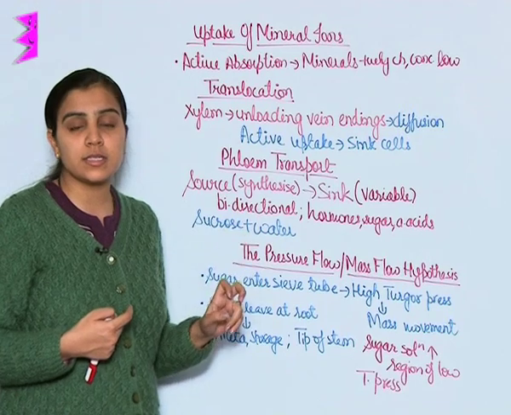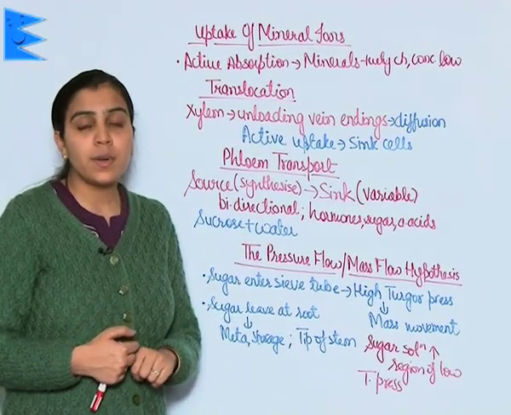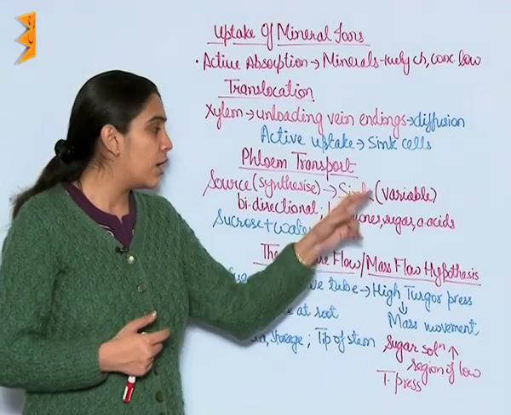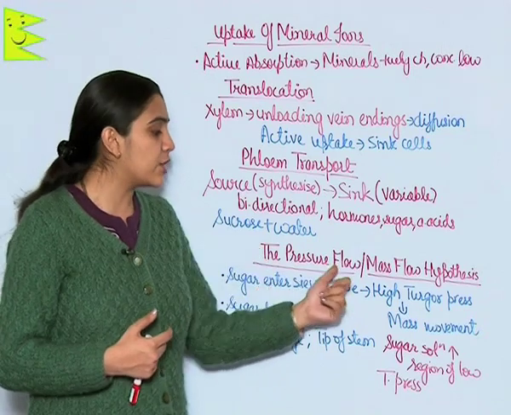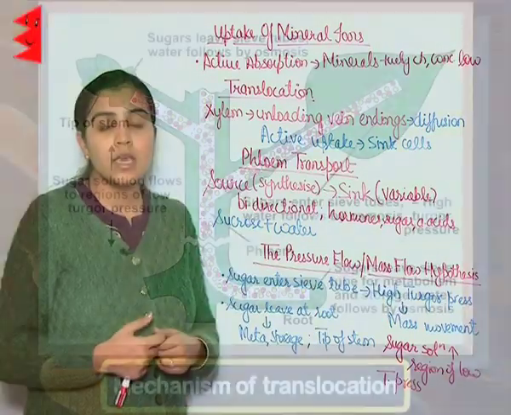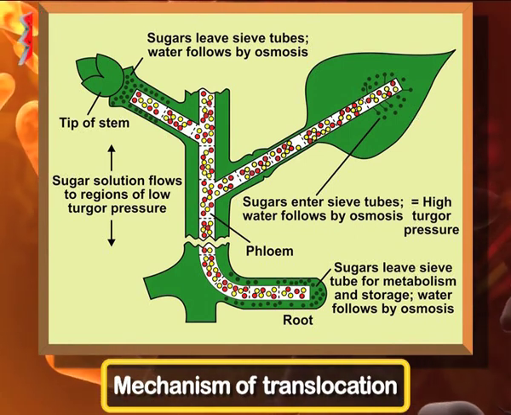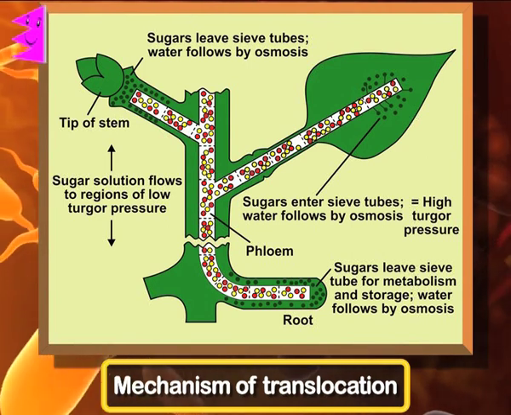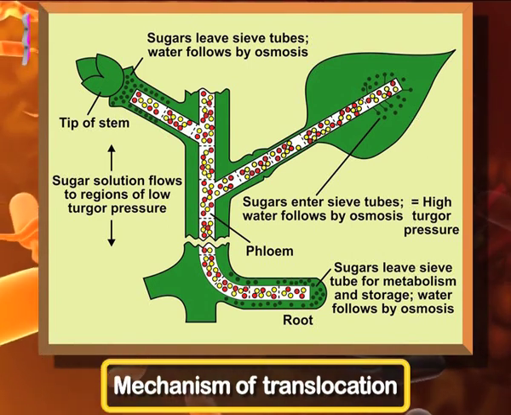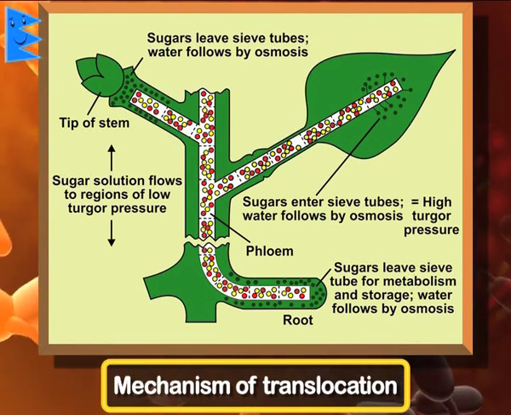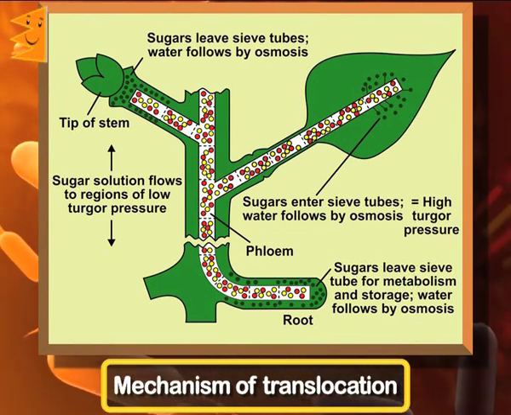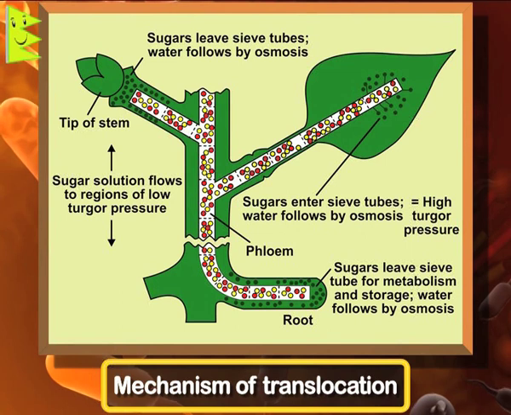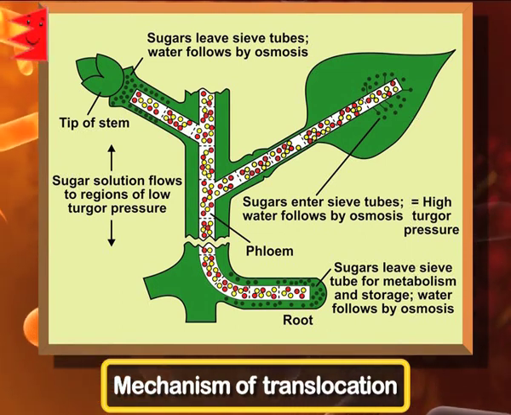Phloem sap usually consists of sucrose and water, but certain other sugars, hormones and amino acids are also transported through phloem. The pressure flow or mass flow hypothesis, you can see it in the diagram. This is the most accepted theory of phloem transport. Here you can see sugar enters the sieve tube and thus it generates high turgor pressure, and generation of this high turgor pressure leads to mass movement of the food.